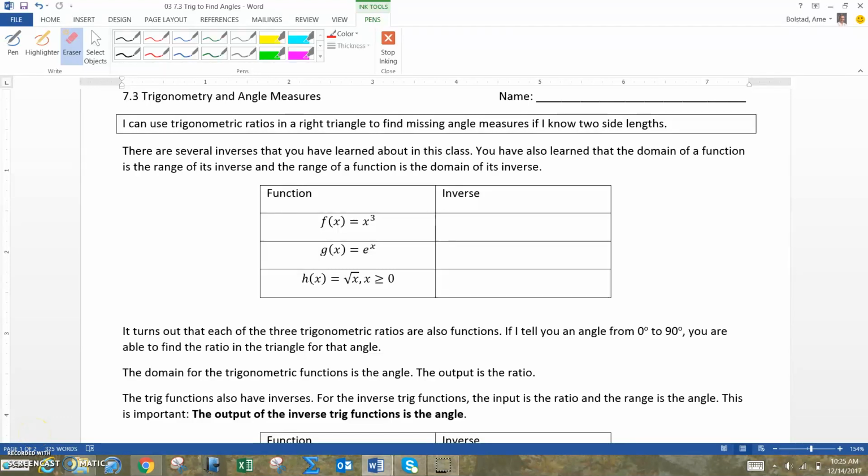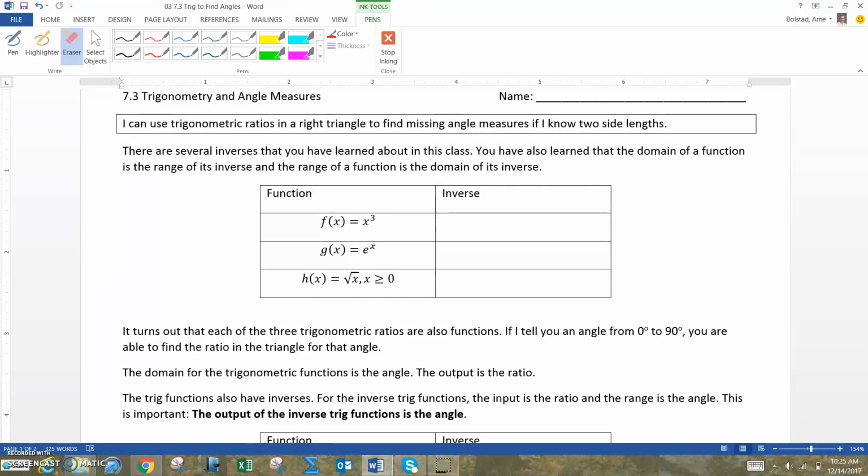All right, we are looking at the trigonometry unit, lesson 3. The objective for that is to be able to use trigonometric ratios, that's sine, cosine, and tangent, in a right triangle to find an angle measure if you know the lengths of two sides in that triangle. First up, we want to talk about inverses a little bit.